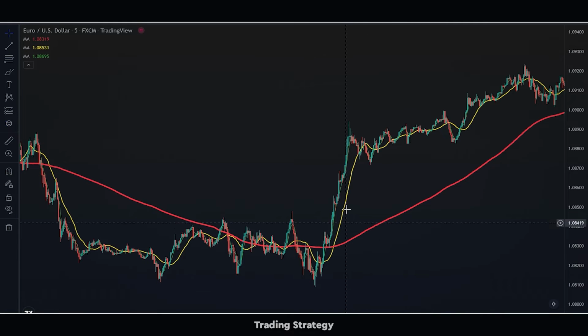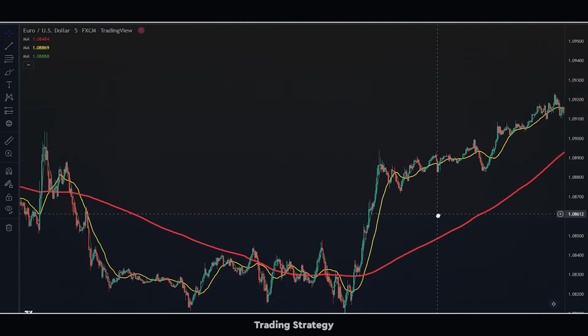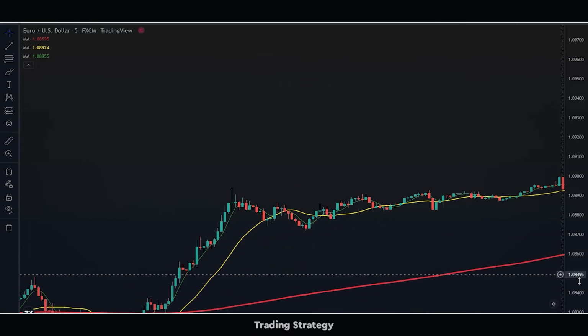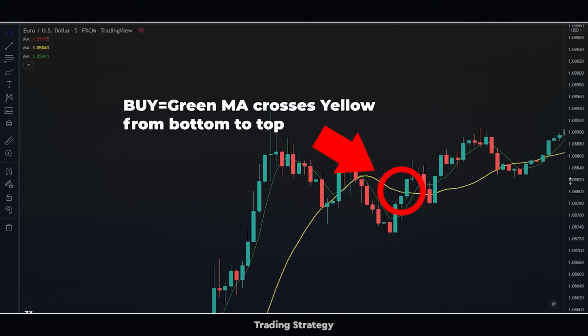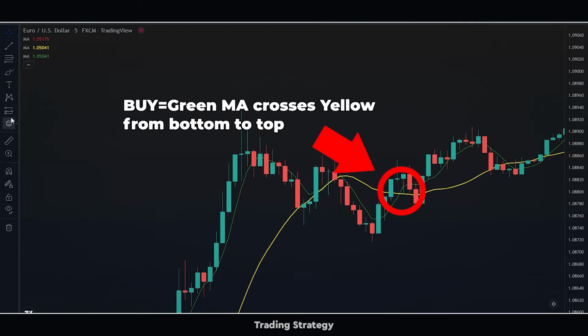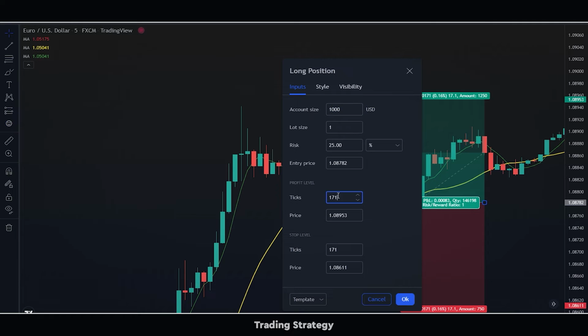Let us now see some examples. Let's start with a buy operation. We first identify the price above the 200 moving average. Then we wait for the green moving average to cross the yellow one from the bottom up. At that time, we will make the purchase.